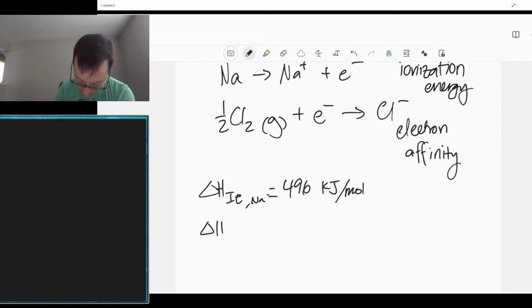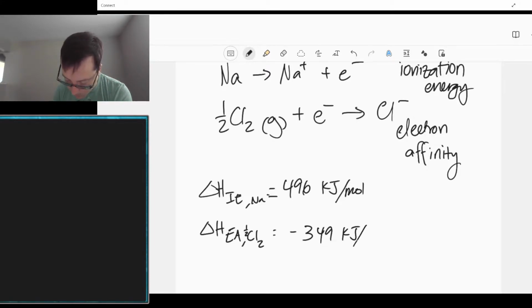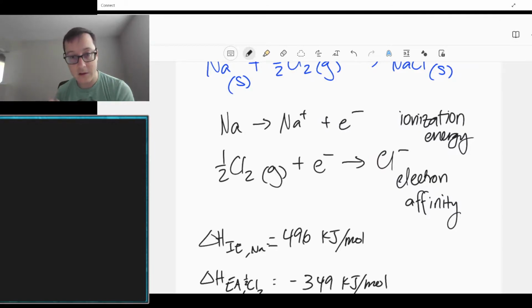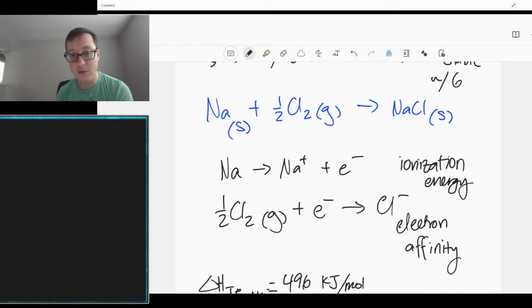And if we look at chlorine, we saw that that was negative 349 kilojoules per mole, right? And so we're going to see that if we were to just put these two together in the manner of Hess's law, if we add those two reactions together, just like what we do with Hess's law, we'd cancel out the electrons, we would get our blue equation here.